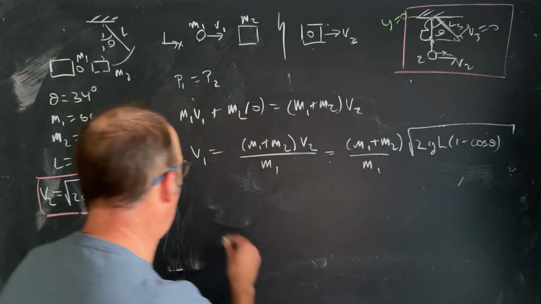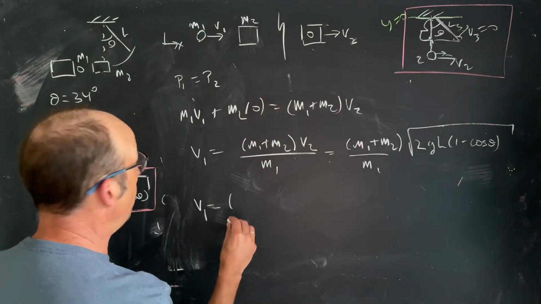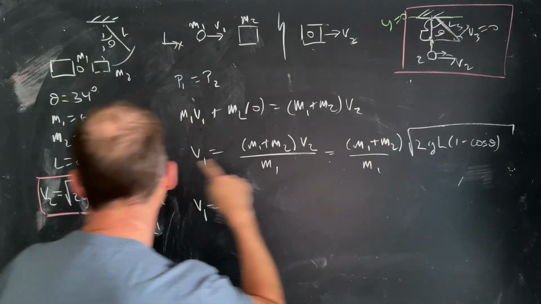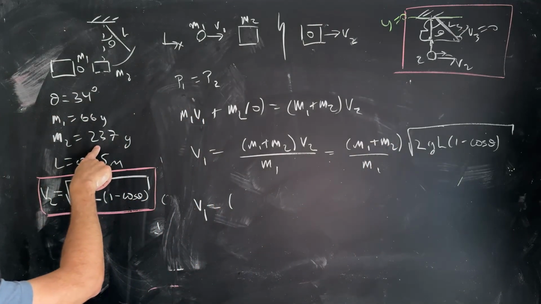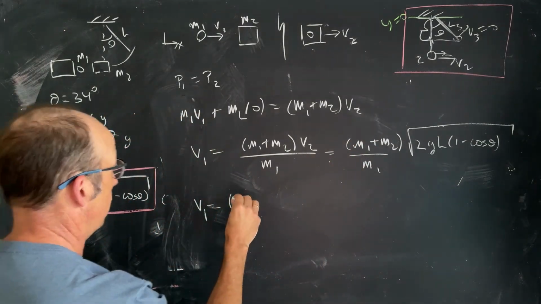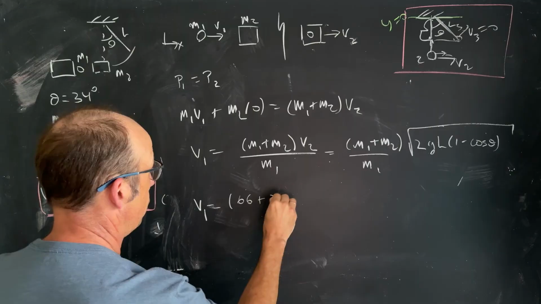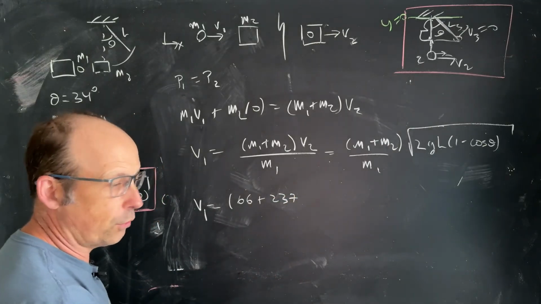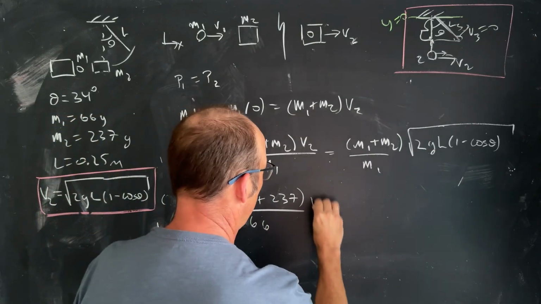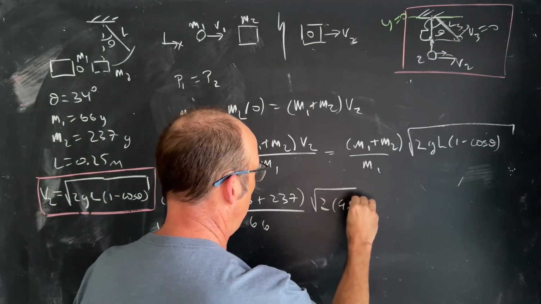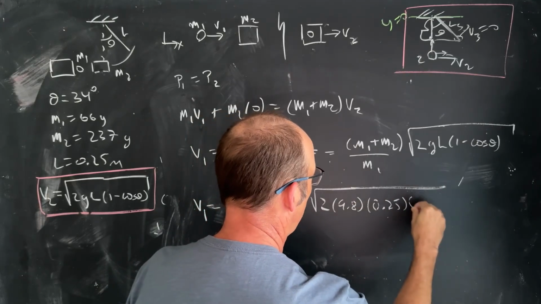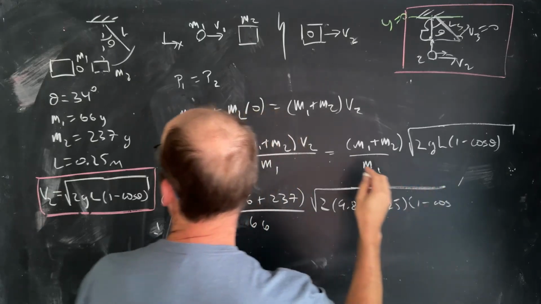Let's go ahead and put in our numbers. V1 is going to be M1. Notice right here that since I have a ratio of masses, I actually don't need to convert these to kilograms, because whatever units they are, they're going to cancel. So I'm going to leave them as grams. 66 plus 237, those are close to the actual values I got from the device, divided by 66, and then the square root of 2 times 9.8 times 0.25 times 1 minus cosine of 34.